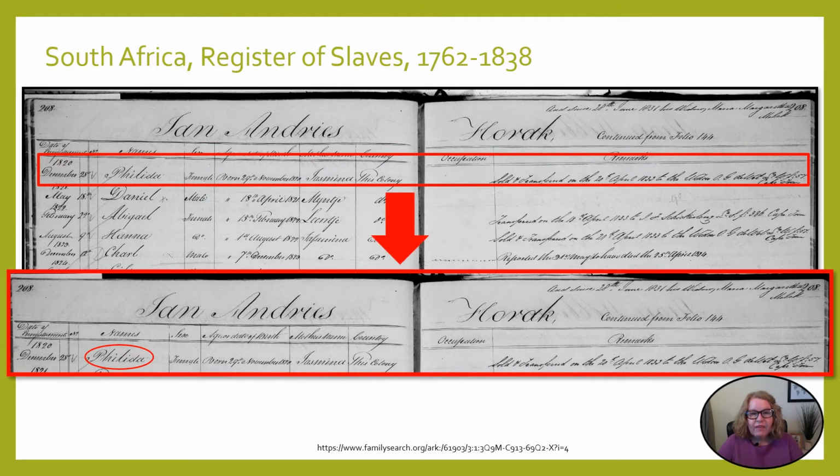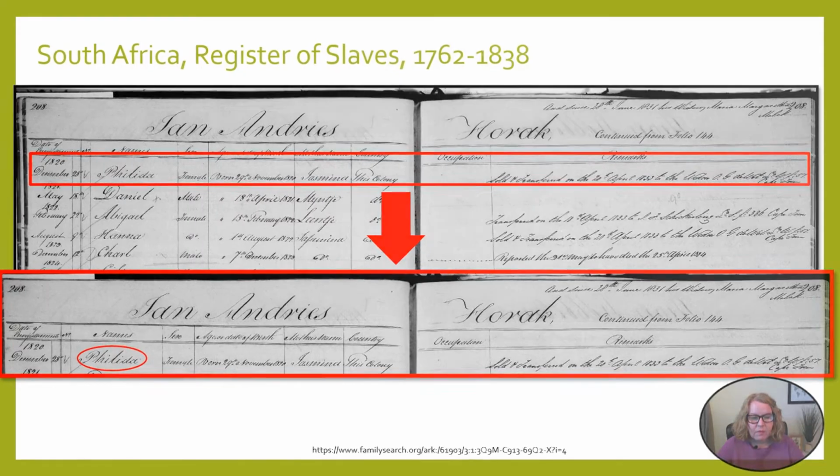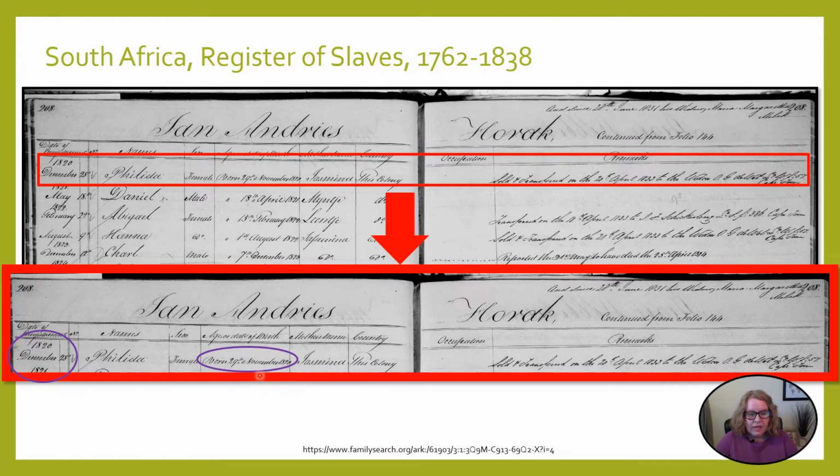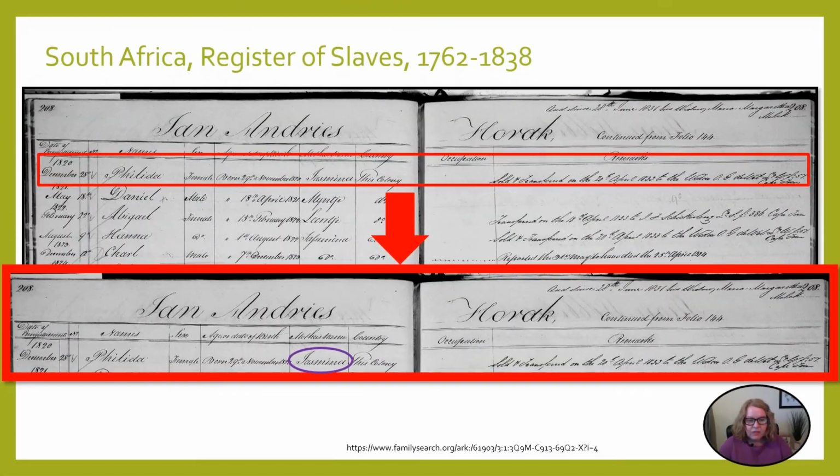So let's take a look at the first entry for the enslaved person by the name of Felida. So I've enlarged that so that we can see. Felida's name is in the red circle there. And what we can see is that she was born on the 29th of November, 1820, and she was registered on the 28th of December, 1820. And as we move through this, we can see her mother's name was Jasmina, and she was born in this colony, meaning the Cape Colony.